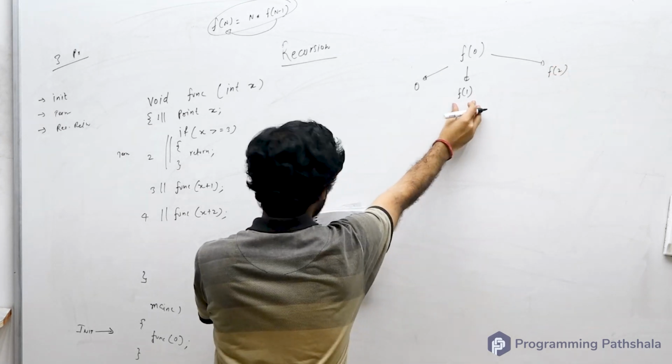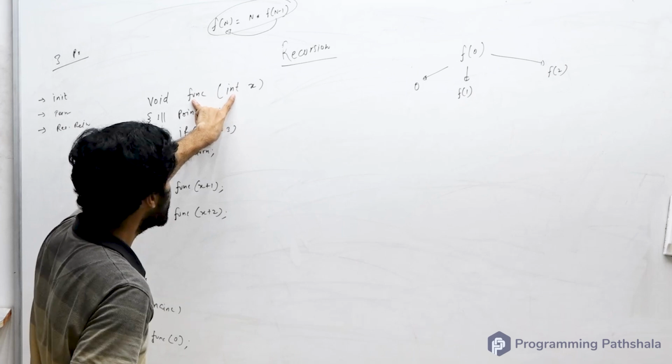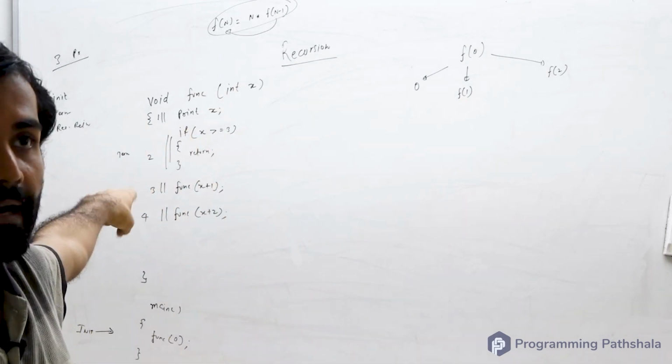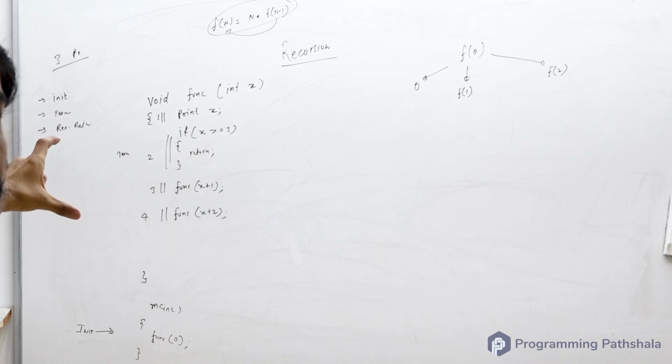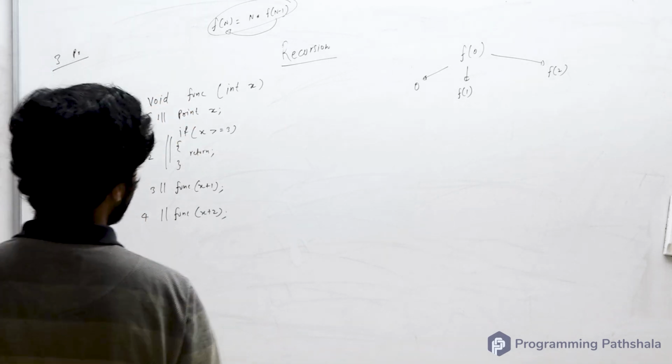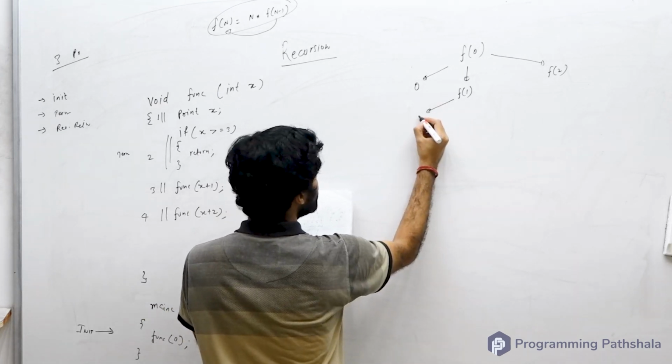So now you are at f of 1. What will f of 1 do first? Just look at the code and tell. Look at the func for x equals 1. What is the first thing it does? It prints the value 1, right? So first it will print the value 1.